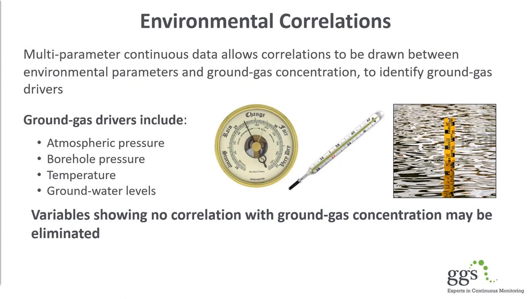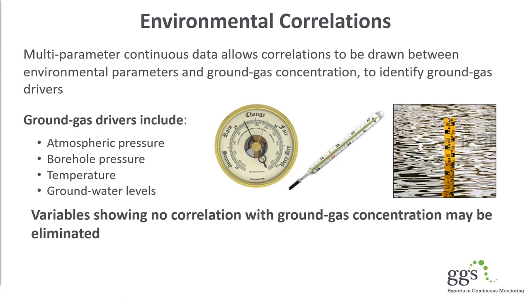Another way that we can use environmental correlations is to try and work out how long a period of monitoring would be useful to satisfy what we call, in the UK and current guidance, worst case conditions. So in a lot of guidance in the UK, worst case conditions is taken as falling atmospheric pressure. So how often does that happen and how often are you likely to capture that with your monitoring?